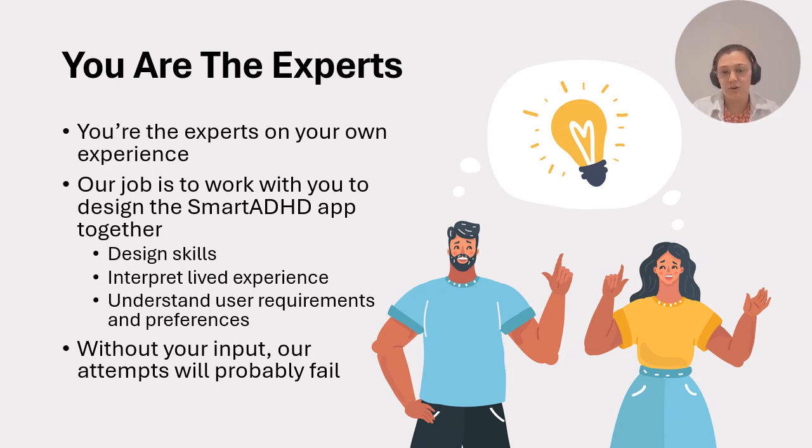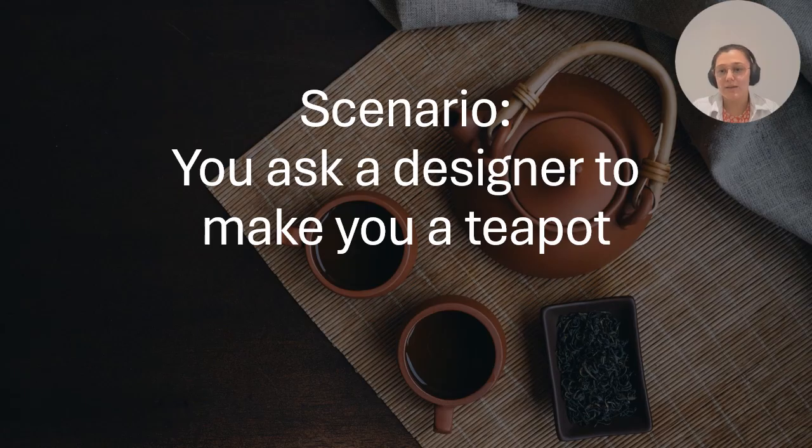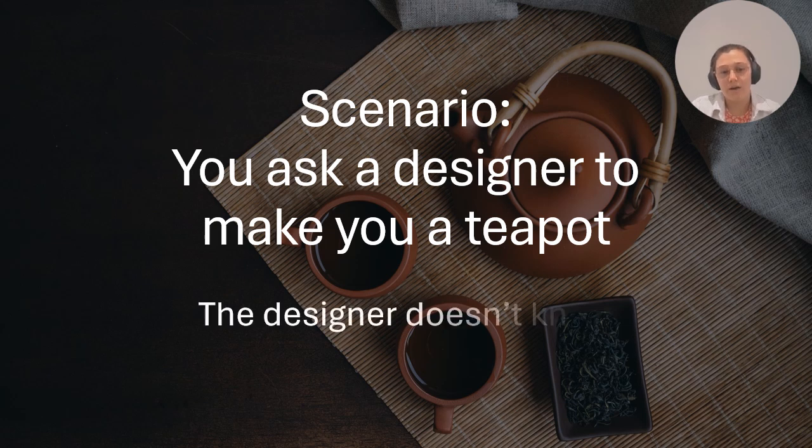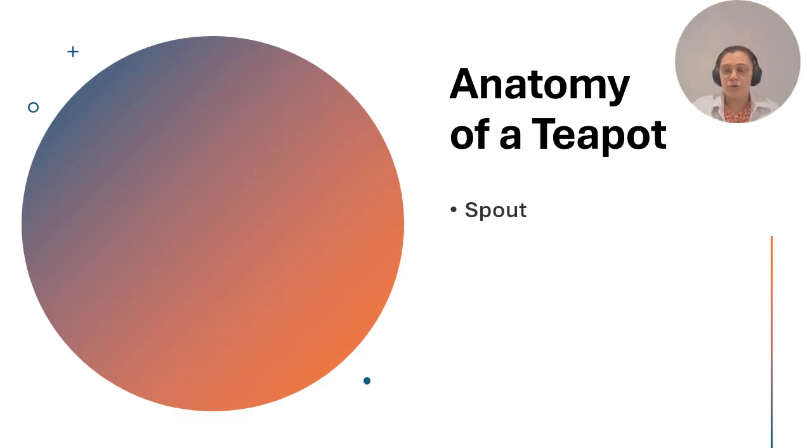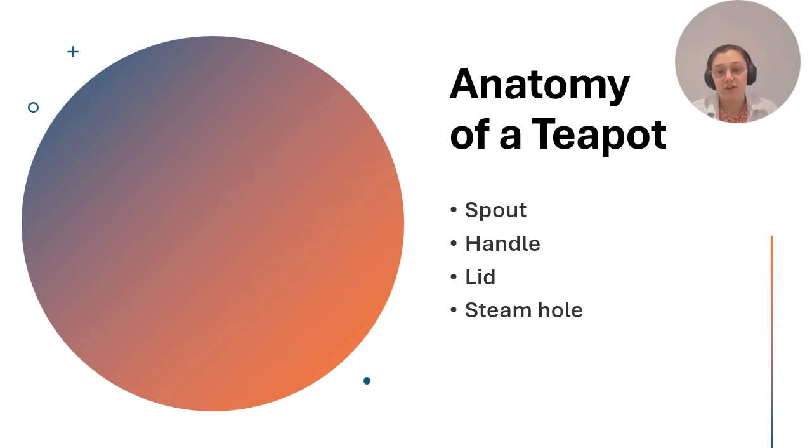And this example might demonstrate why that might be. Imagine the scenario that you ask a designer to make you a teapot. Now the designer doesn't know what a teapot is, so you have to describe this teapot to the designer so that they can make you one. And so you might say, well, a teapot has a spout and a handle and a lid. And if you're really clever, you might say, oh, it needs a steam hole so that it doesn't build up pressure inside.